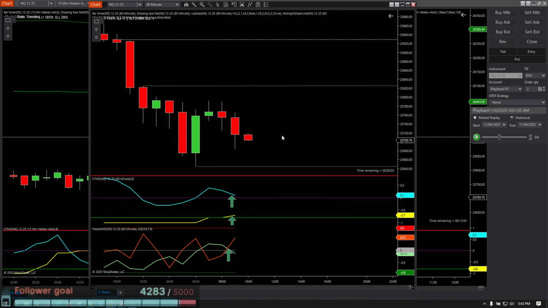So here's what you have here on the chart, guys. You've got these 3 gray lines, a dashed line and 2 dotted lines right here. This represents the midnight open. This represents the London high, and this represents the London low right here. All right. And we just got a signal with PredictMO and CYMO here that price is likely to go up.